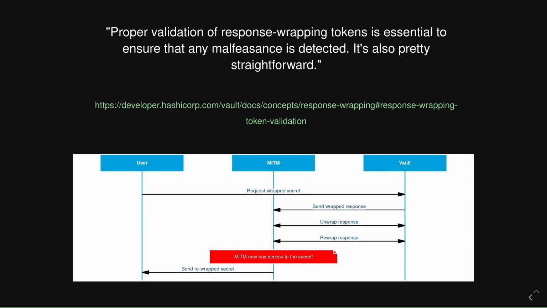Now, instead of a coordinating service, let's pretend that I'm a user and I request a wrapped secret from Vault. That wrapped secret is sent to me, but on the way it's intercepted by a man in the middle. That man in the middle unwraps that response, and then it rewraps it in Vault, and it forwards that rewrapped token to me, right? At this point, the man in the middle has access to the secret, but all I'm getting back is still a token. So how do I know if the token I'm receiving is the real token that I should be receiving? And it turns out Vault provides some really great functionality to help with that as well. So let's take a look at it.